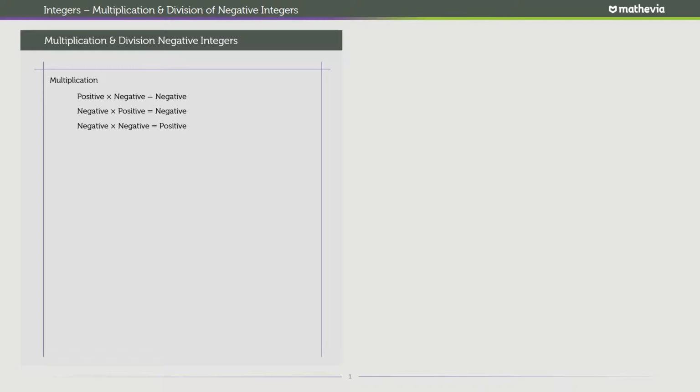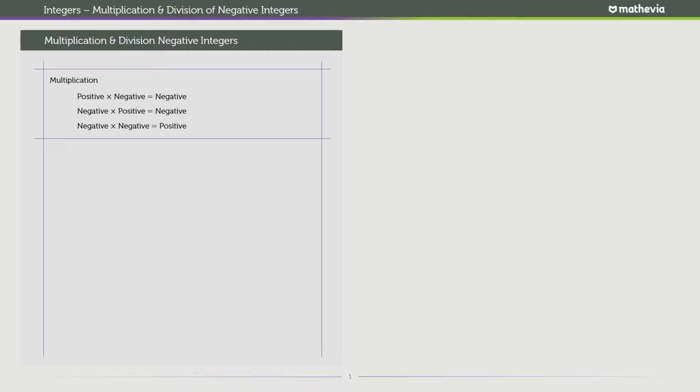Now just keep this in mind. Anytime the signs are different, you end up with a negative number. Anytime the signs are the same, you end up with a positive number. So if you multiply positive by positive, you end up with positive. If you're multiplying negative by negative, you end up with positive. But anytime you multiply positive by negative or negative by positive, you end up with a negative number. If the signs are different, you end up with a negative number. If the signs are the same, you end up with a positive number.